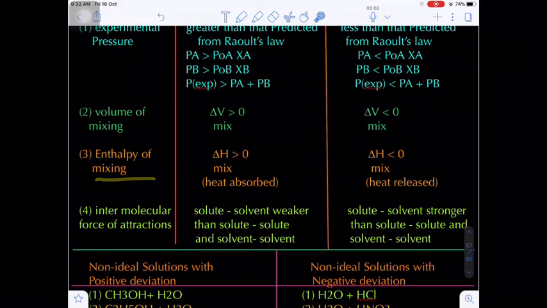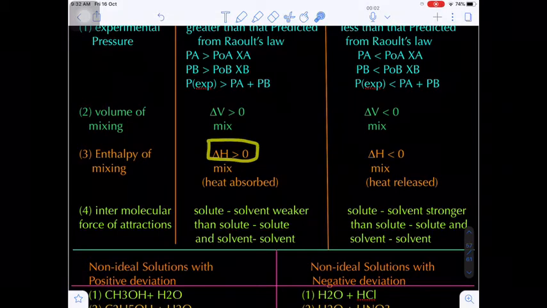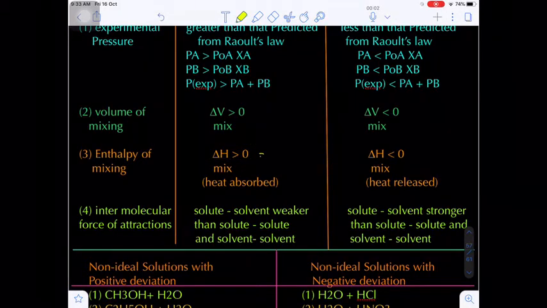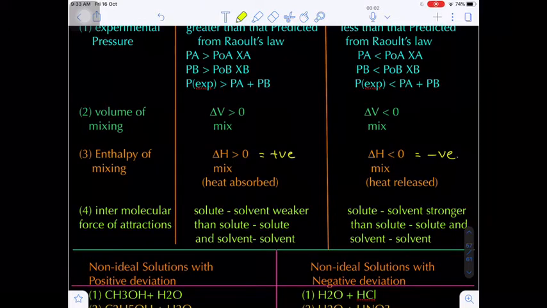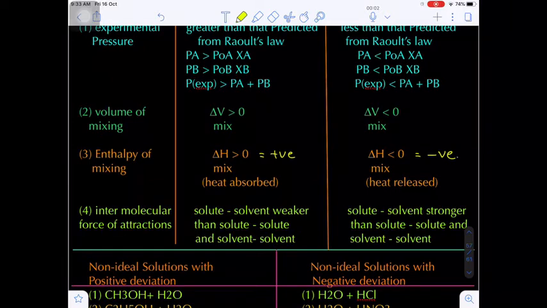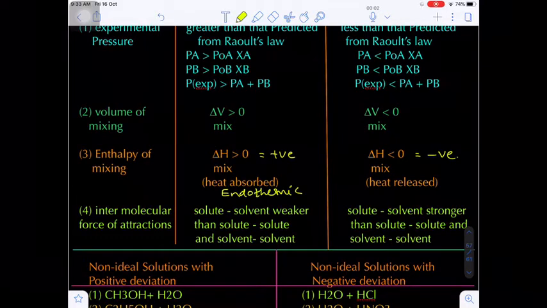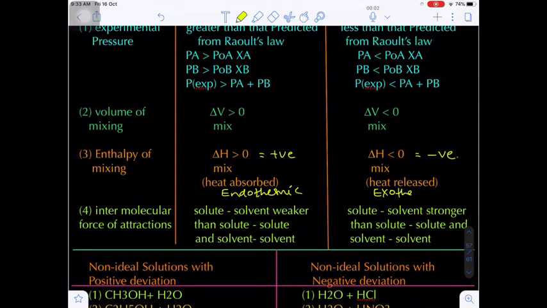Now the next difference will be the enthalpy of mixing. After mixing of two liquids, if you see the change in enthalpy, it is greater than 0, that means the change in enthalpy is positive, whereas in the negative deviation the change in enthalpy will be negative. The change in enthalpy is positive means this is a heat absorbed process, that means endothermic. Are you getting my point? Whereas in the negative deviation, heat is liberated, that's why this is called what? Exothermic. Are you getting my point?